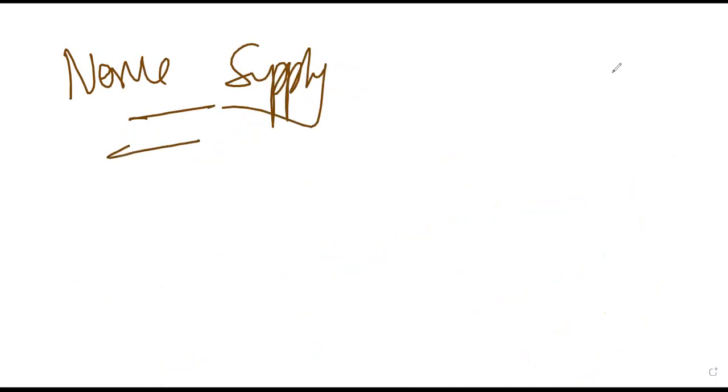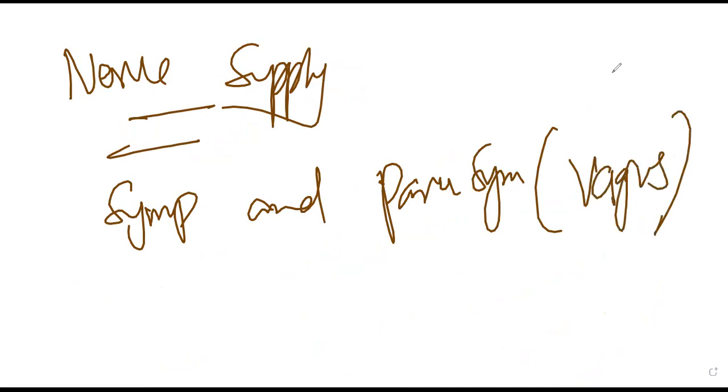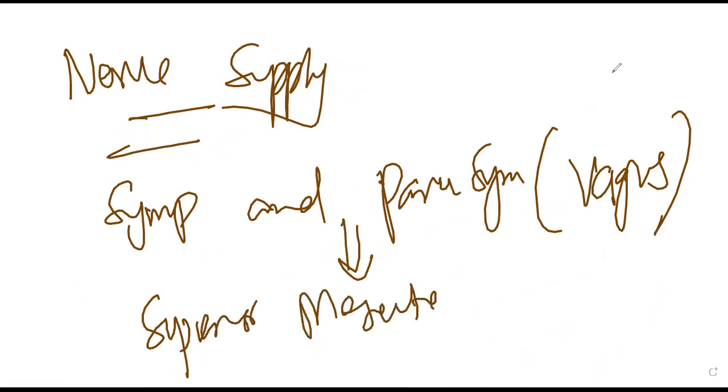And the last one, the nerve supply. The sympathetic and parasympathetic, which is the vagal or vagus nerve, from the superior mesenteric plexus. So this was about the two parts of the large intestine, the cecum and the appendix.